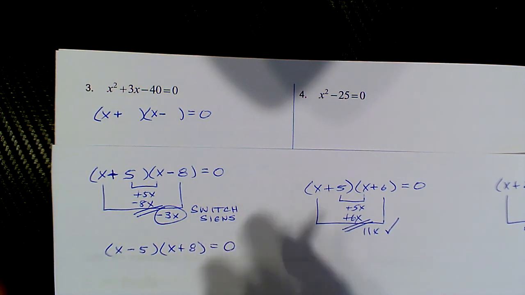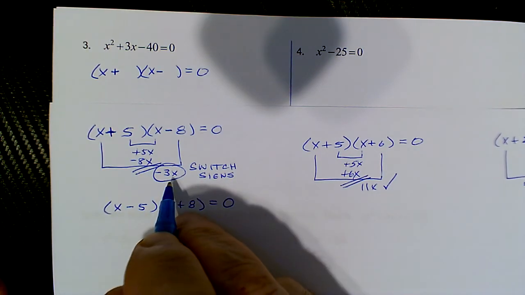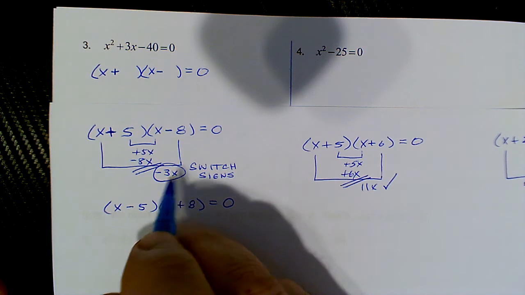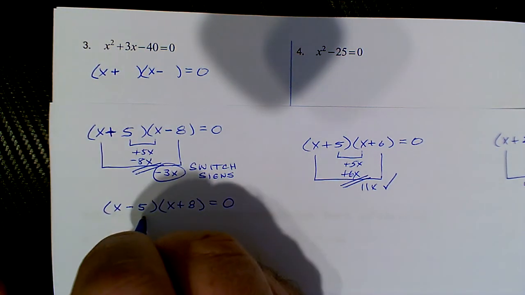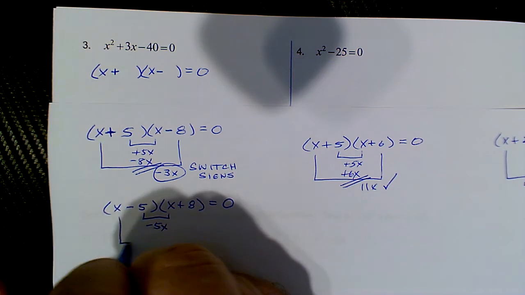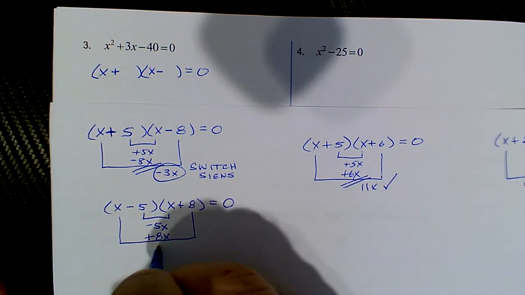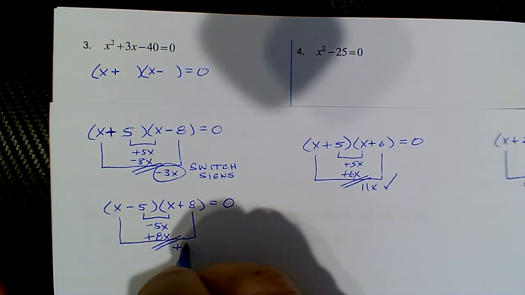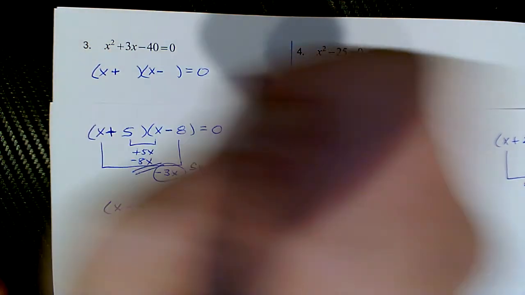Okay, we've seen this in the past. I just wanted to remind you of it. Because we get the magnitude right, the numbers right, but the sign is wrong. I'm looking for a positive 3, not a negative 3. And so if we switch the signs, then we get it right. We get a negative 5x for the inners, positive 8x for the outers, and there's positive 3x, so it checks.